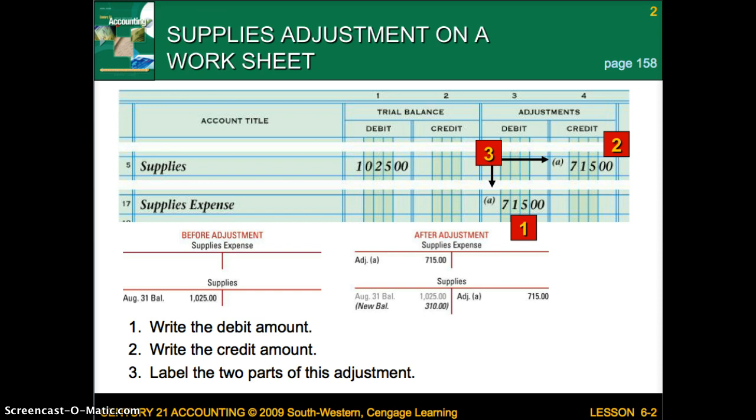The amount that she has consumed then will be credited to supplies. You can see that here. And will be debited to supplies expense. Remember, we always debit an expense, so you should remember that pretty easily. So we have to go put back in what we've used. This is what we had. This is what we've used up, and then what we've used up will become a supplies expense.